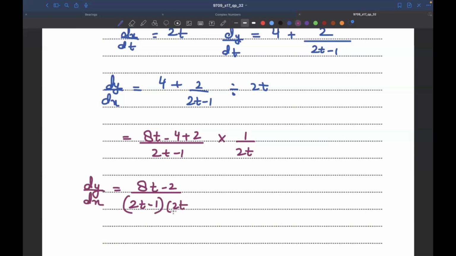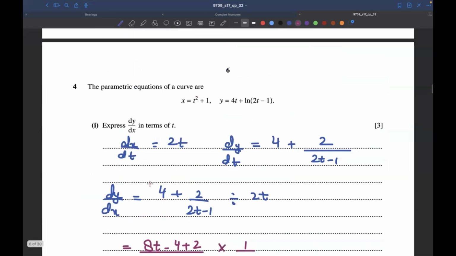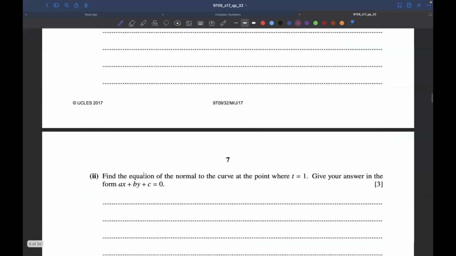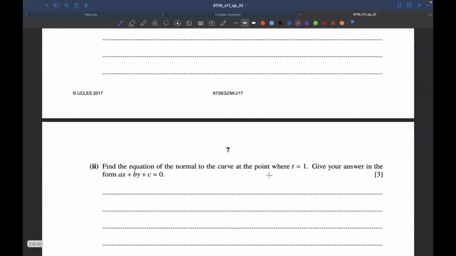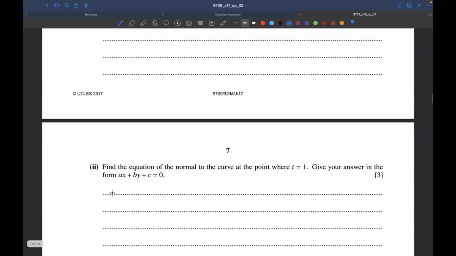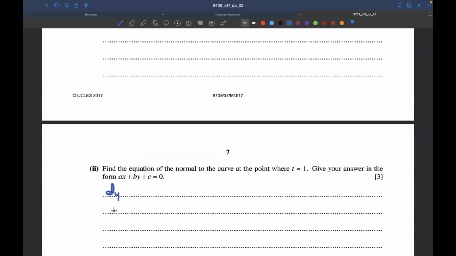And we can just leave it like this, or multiply in the denominator. It doesn't matter. We'll still get the full marks. Now, once we have the dy by dx, in part 2, it says find the equation of the normal to the curve at the point where t is equals to 1. Now, at the point where t is equals to 1, we already have dy by dx, which gives us the gradient of the tangent.